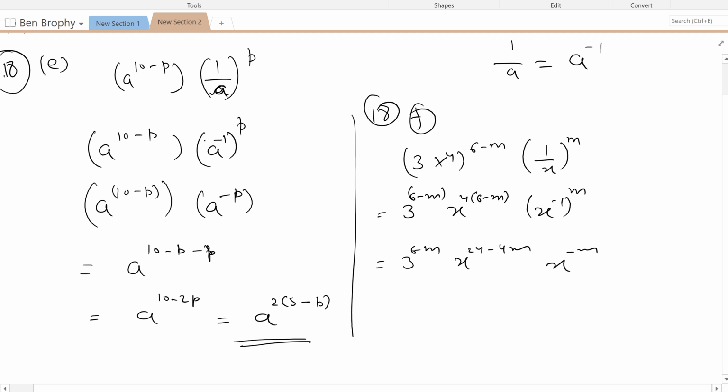Now the base is the same, so we can multiply it, or in this case, you're adding the exponents. So it's 24 minus 5m. Because we don't have a value for m, we have to write it as it is. And that's the final answer. That's the simplification of that. Yeah, we have to simplify. That's it.